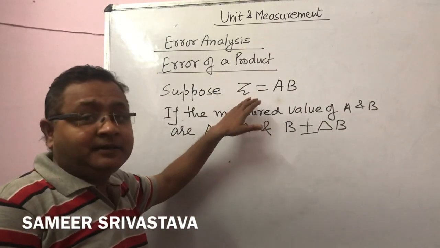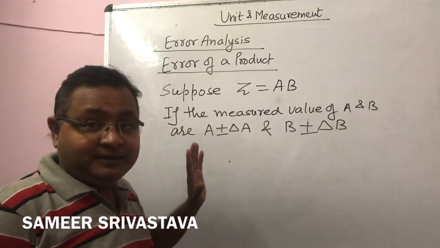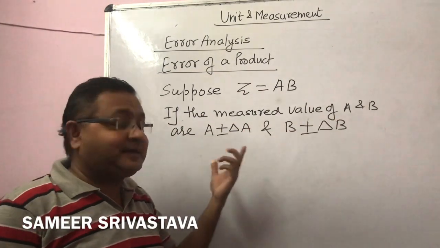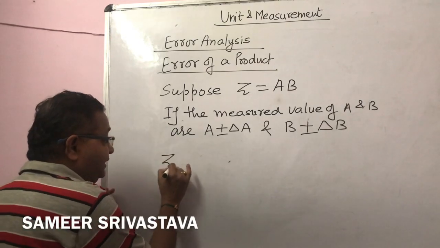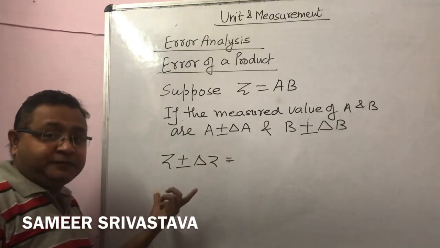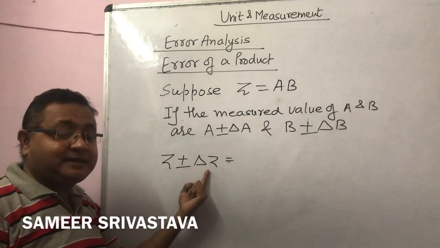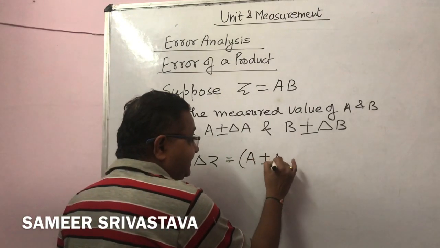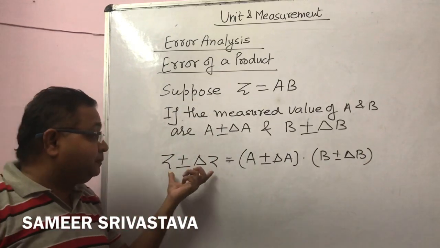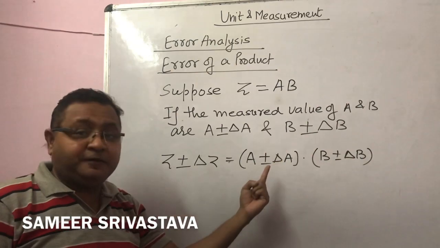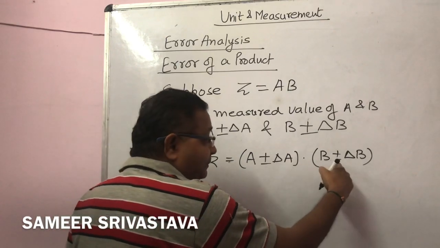So what I have done is taken two physical quantities A and B, and suppose their product is equal to Z. Again, the measured values of A and B are A plus minus delta A and B plus minus delta B. Now we write the product in measured form as Z plus minus delta Z, which is equal to A plus minus delta A multiplied by B plus minus delta B. So here I write the measured values in the form of their error values.